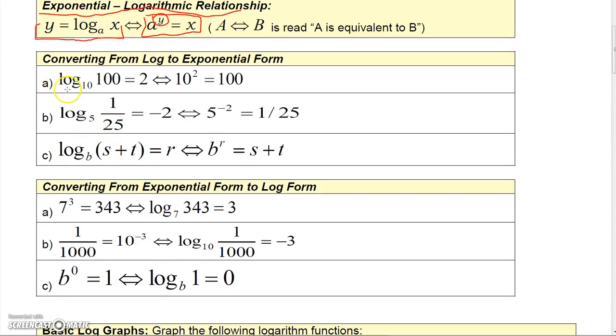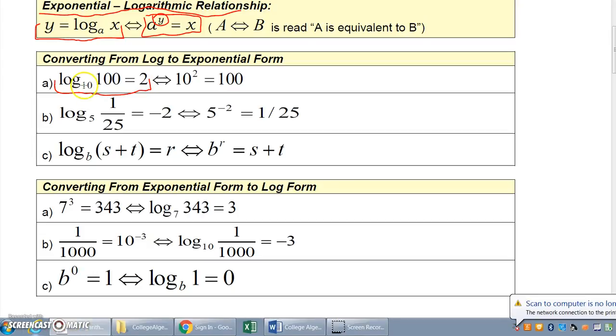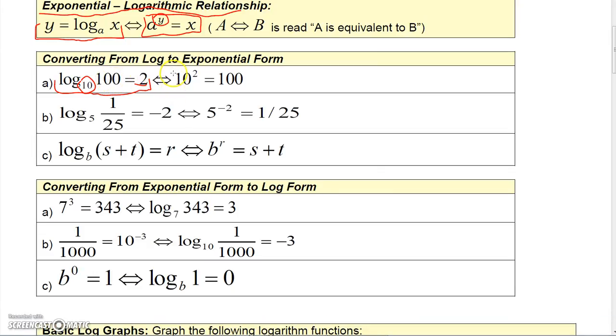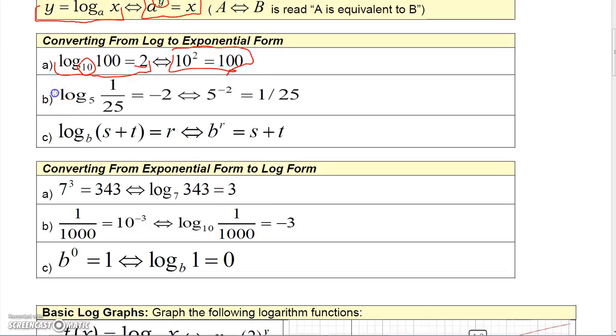If I were to tell you that this is a true statement, that log of 100 base 10 is 2, then that would be the same as saying the base, which is 10, raised to the log, which is 2, equals the argument 100. That would be the same as saying 10 squared equals 100, and of course you know 10 squared does equal 100. If I were to say that the log of 1/25 base 5 is negative 2, that would be equivalent to saying that 5 to the negative 2 is equal to 1/25.